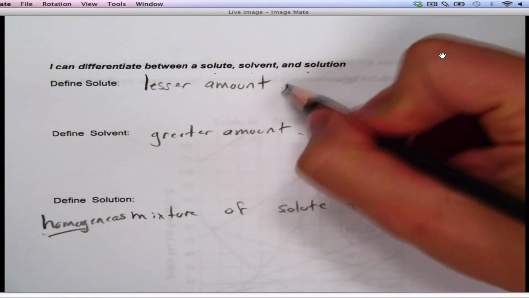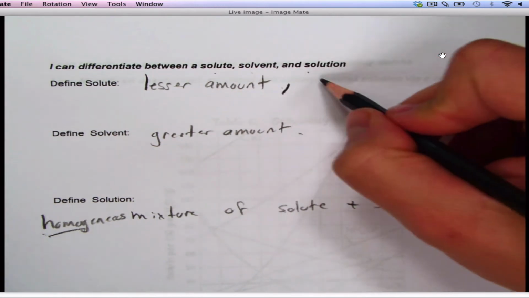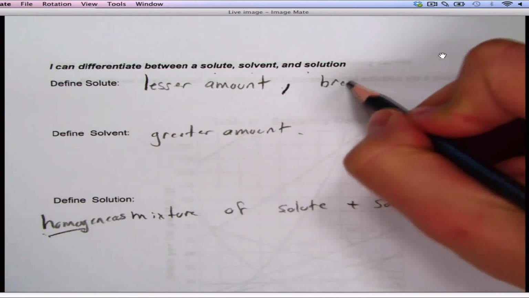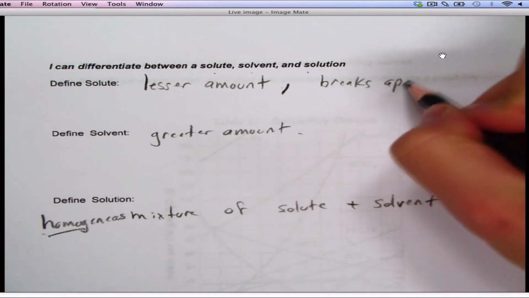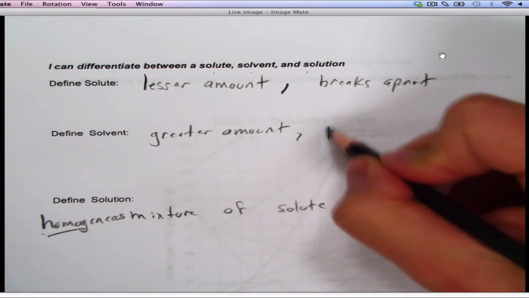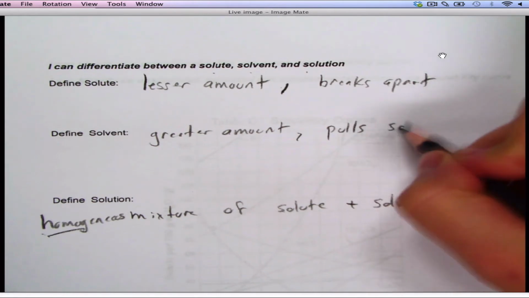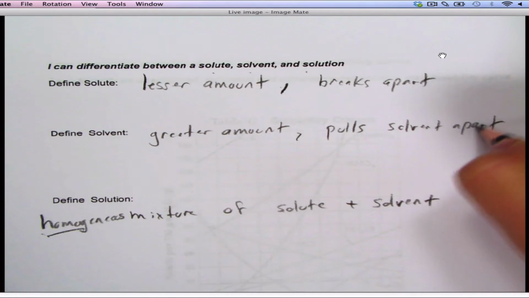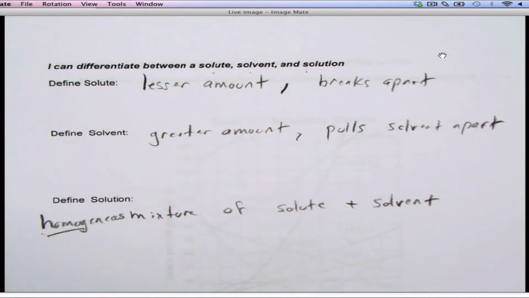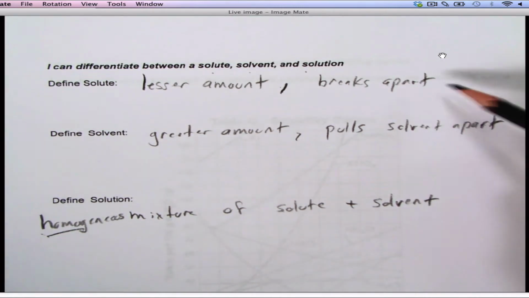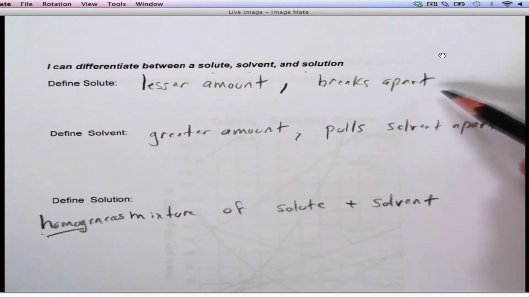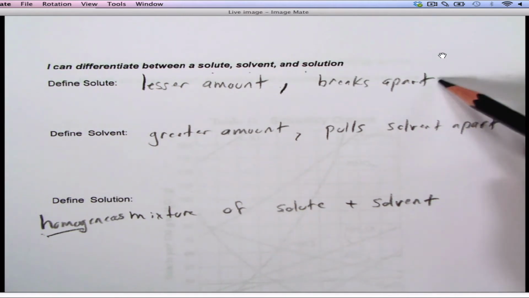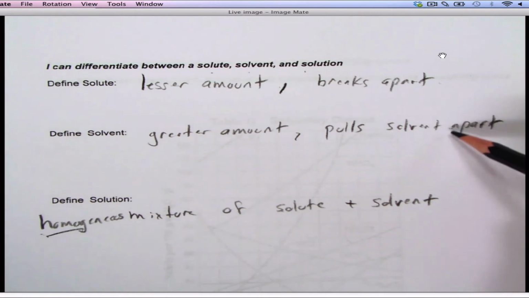Now you've got to realize that when you dissolve something, this breaks apart the compound, and this pulls the solvent apart. Okay, so there's a little bit of chemical attraction going on here. In other words, if you dissolve Kool-Aid or salt in water, the salt breaks apart in the water. The water actually pulls it apart because it has a polar charge. It has a charge on those particles, and that pulls it apart.